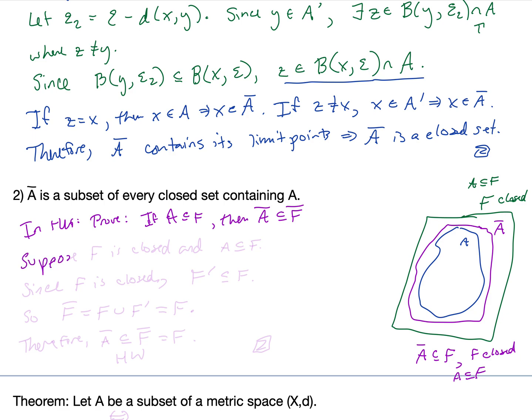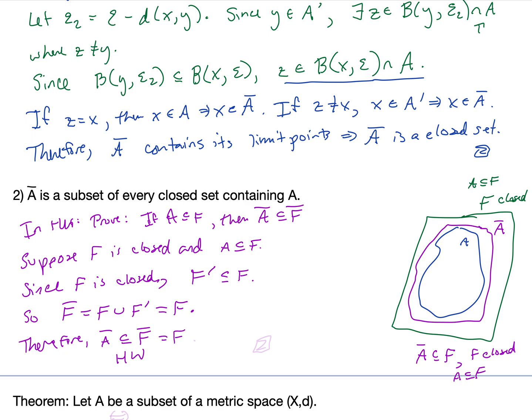So suppose that F is closed and A is a subset of F. Now, we've proved that it is equivalent for F to be closed and to contain all of its limit points. So since F is closed, that means that F contains its limit points, that every limit point of F is contained in F. And so F closure, what is that equal to? F closure, by definition, is F unioned with its limit points. But this is F unioned with a subset of itself in this case. That's simply equal to F. And therefore, A closure is contained in F closure by the homework, and that is equal to the set F. So we've shown that A closure is a subset of every closed set containing A.